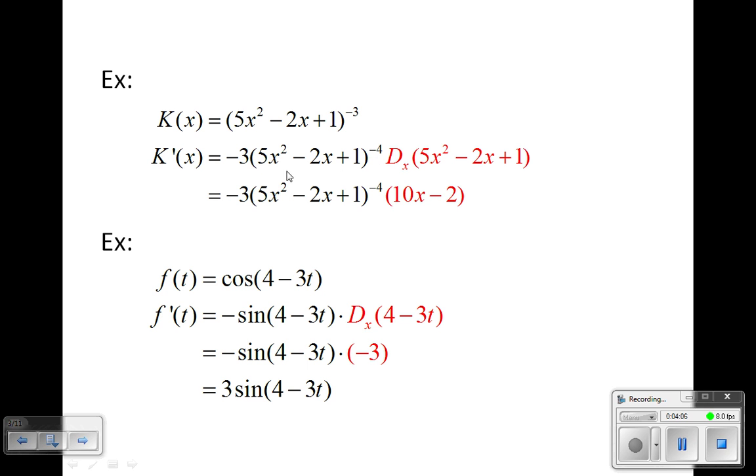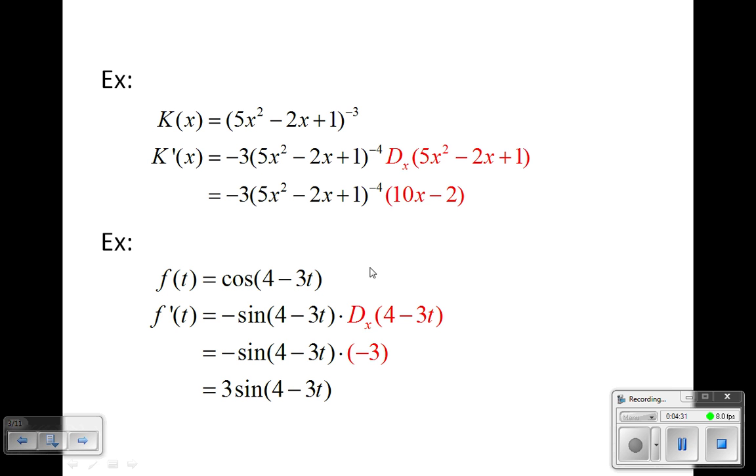And then the chain part is, I don't want to forget to take the derivative of the inside function. That's the g prime of x part of the formula. So here, multiplying, derivative of the first term would be 10x. Middle term is negative 2, and the constant, of course, is 0. So the derivative of this comes out 10x minus 2. I put the part in red, which is the chain rule part.